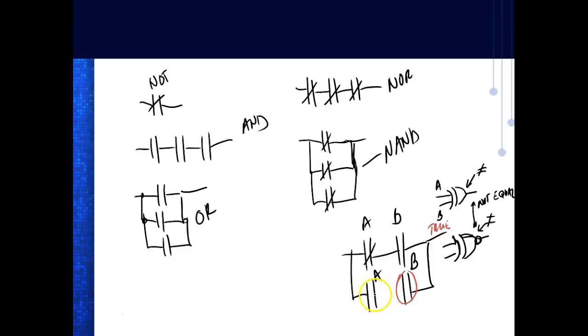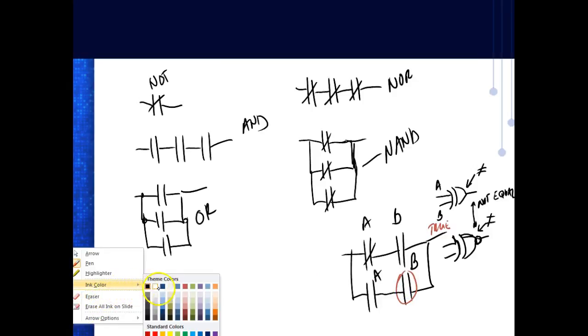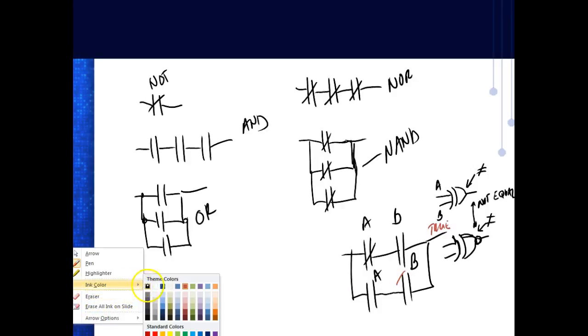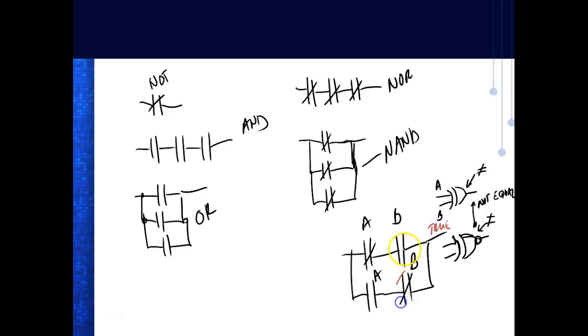I erased too much of this. If A and B are equal, right? Oh, I messed up. Dang it. Still messed up. And what you do is you just swap them over. So up here we use a what? Normally open. Down here we use normally closed.